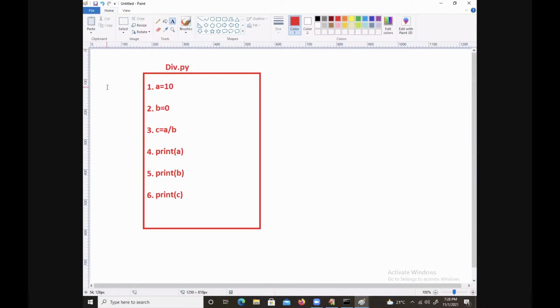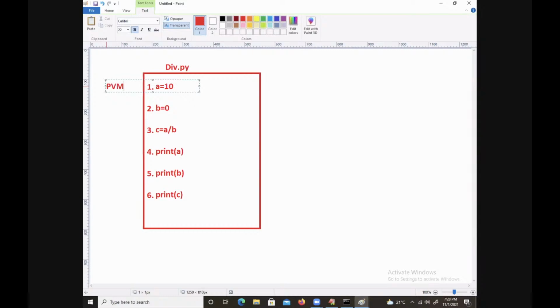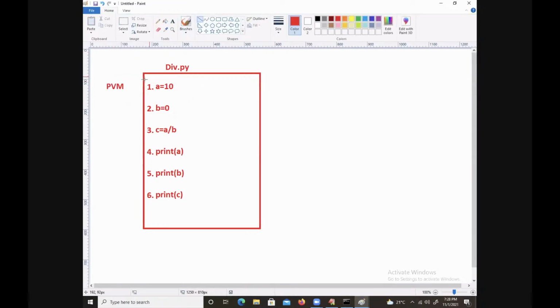Then, dear students, who will start executing the Python program? PVM starts executing the Python program. When it starts executing, is there any problem in line number 1? No, sir. It goes to line number 2. Is there any problem in line number 2? No, sir.